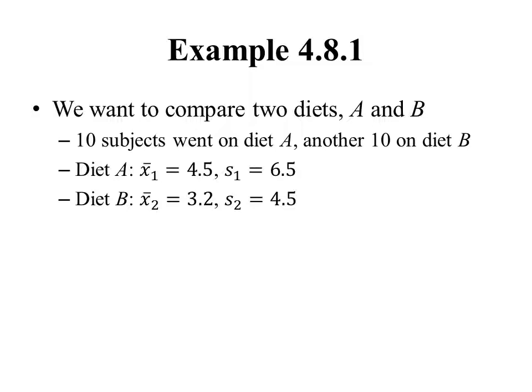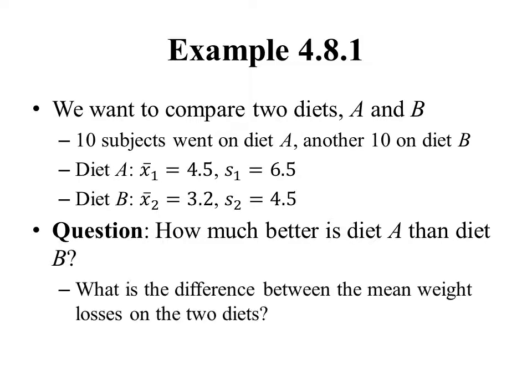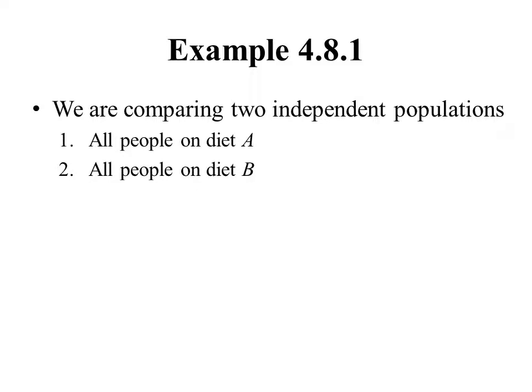Based off of this observation, specifically if we compare these two sample means, it looks like diet A does better than diet B in terms of mean weight loss. So the question that we want to answer is just how much better is diet A than diet B, or is there really even that much difference between the two diets? More specifically, we want to estimate the difference between the mean weight losses on the two diets. Let's make a couple of observations here.